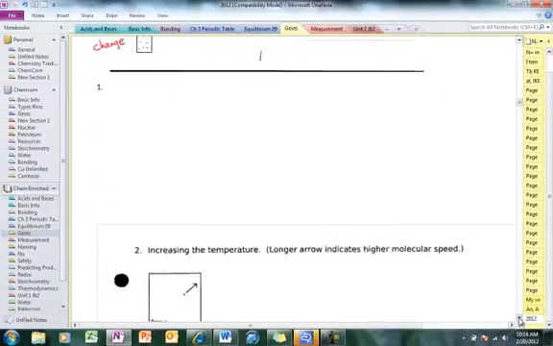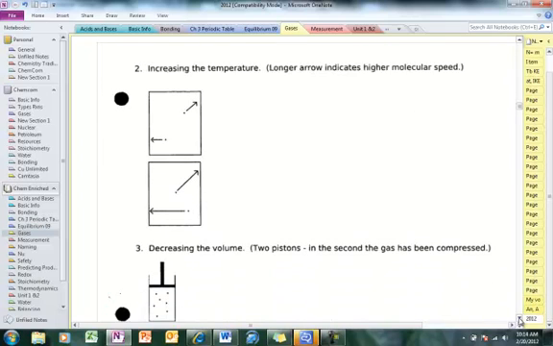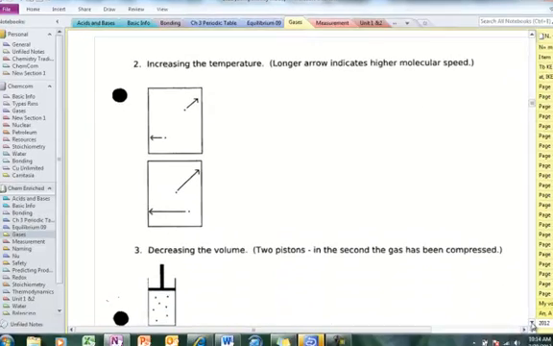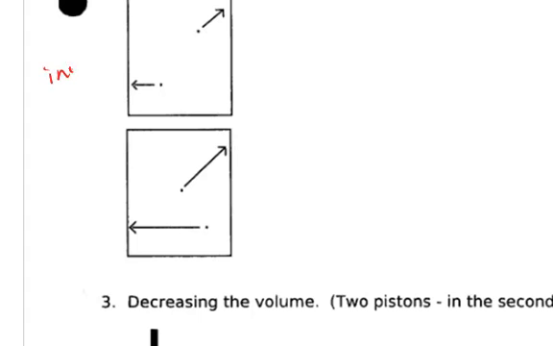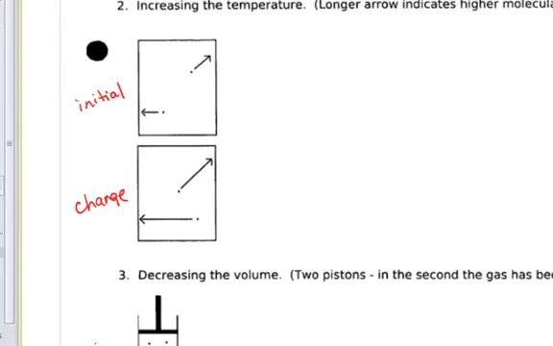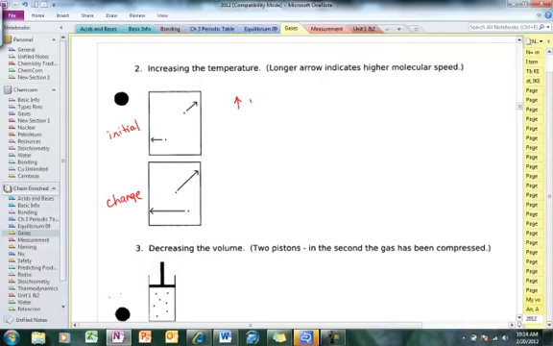Let's try another one. Let's say I increase the temperature of a sample of gas. So this is my initial condition, and my change here is that I've increased the temperature. The longer arrow is indicating that. So what I've done is I've increased the temperature. Again, directly related to the temperature is the kinetic energy. If I increase the temperature, I increase the kinetic energy.